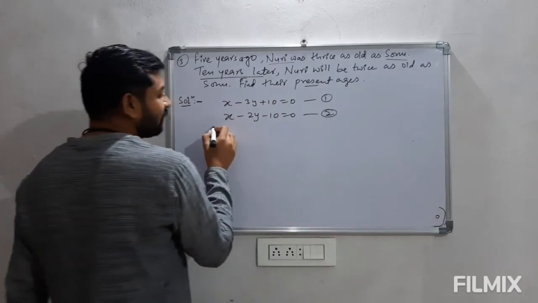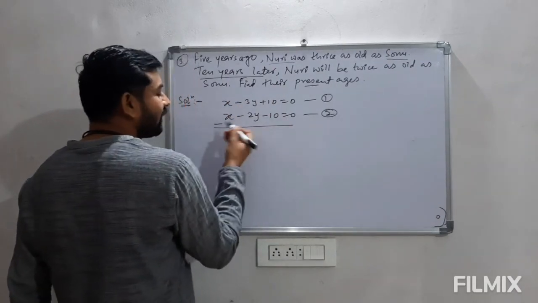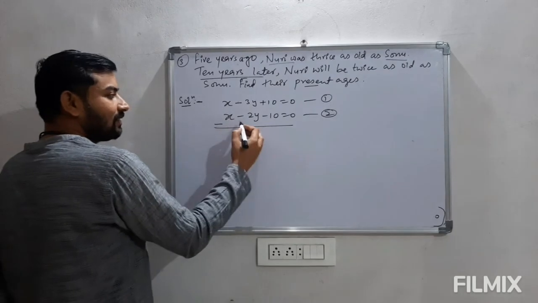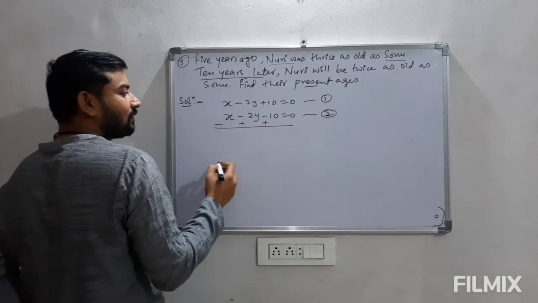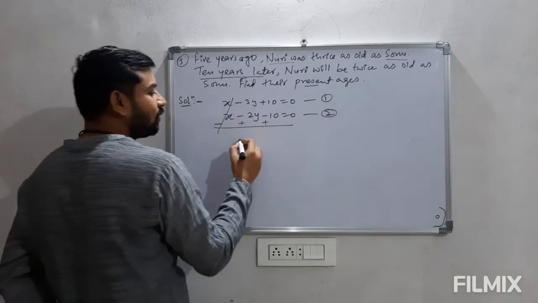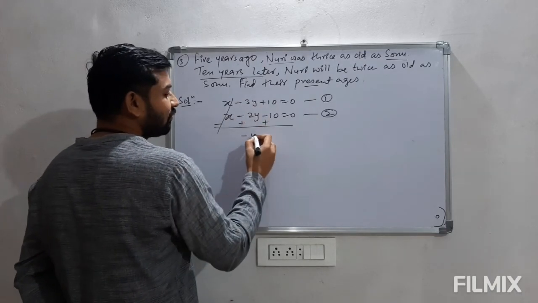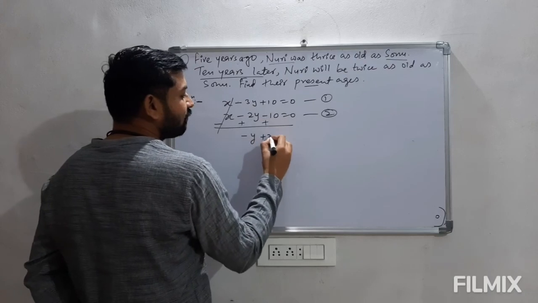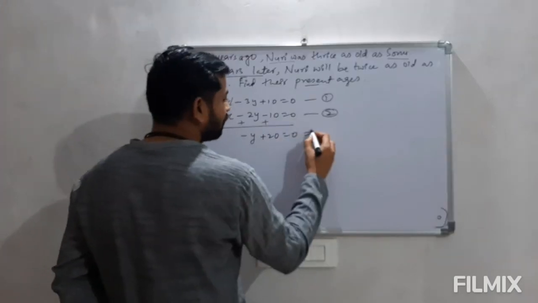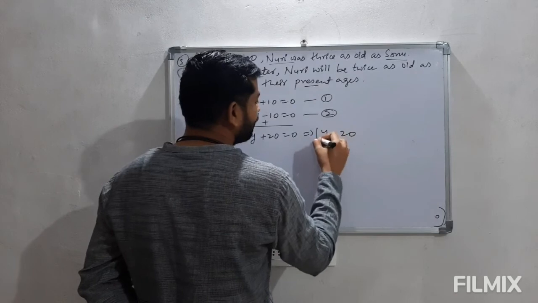Now we have to solve this. Clearly the x is same here, so we can subtract, so sign will be changed, minus x, this will become plus, this one plus. This is cancelled. Now we are getting here minus 3 plus 2 is minus 1. So y, we have minus y, and then plus 20 is equals to 0. So from here the value of y is 20.